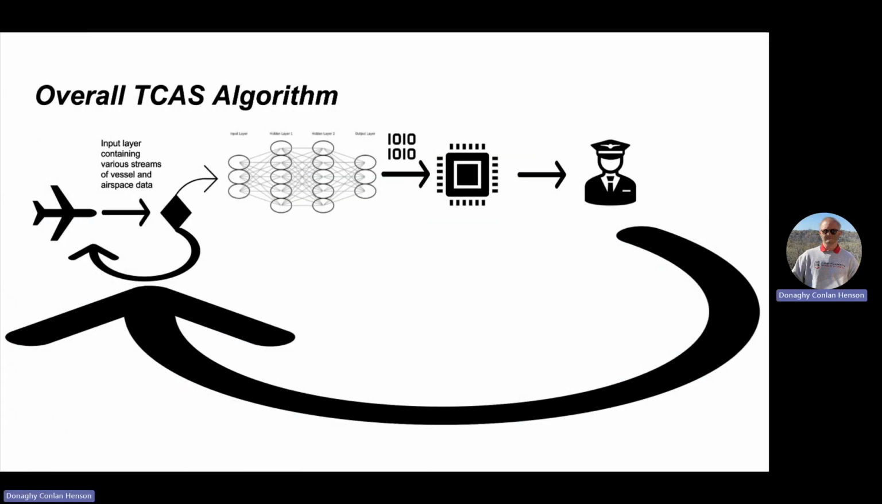Here is the overall TCAS algorithm. In the process, there's the input layer containing the various streams of vessel and airspace data. We reach the conditional diamond, is a nearby aerial object detected? If no, then the process loops back and continues to collect data until this condition evaluates to some other value. Otherwise, if there is a nearby object detected, then the entire cascade of operations is initiated and finally transmitted to the processor, where the processor can transmit the message to the pilot, and the pilot can decide whether they want to take action or not. And this is the overall TCAS algorithm used to develop these diagrams.